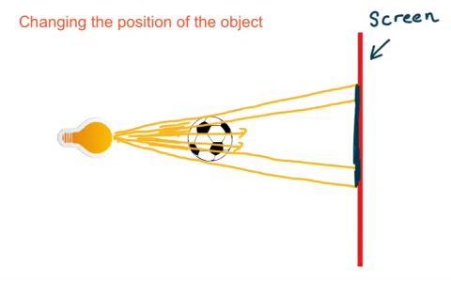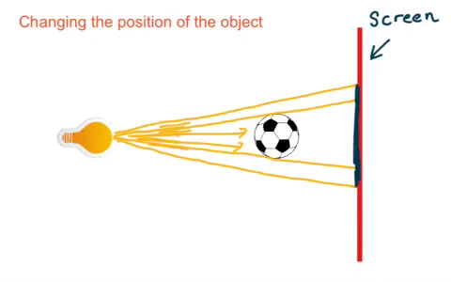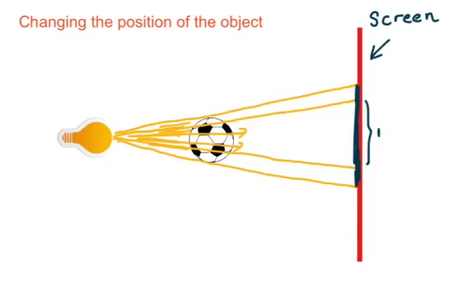So when we move the ball from position 1, this position here, where the size of the shadow was like this, from here to here, and we move it to position 2, which is here, then the size of the shadow actually increases. And so that means that the closer the object is to the light bulb or the light source, the bigger the shadow cast by the object on the screen.